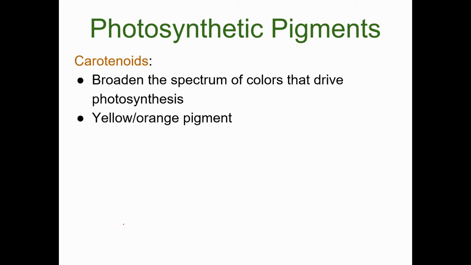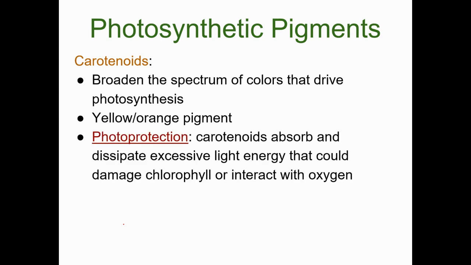And in addition to broadening the spectrum, it's also allowing for photoprotection. Photoprotection is a way for plants to protect themselves from light. So think about humans. If we go out and sunbathe all the time, the sun damages our skin, obviously. Plants also experience damage from the sun, just not in the same way, but they can. And so carotenoids help to absorb and dissipate excessive light energy that would only damage their chlorophylls or interact with oxygen.